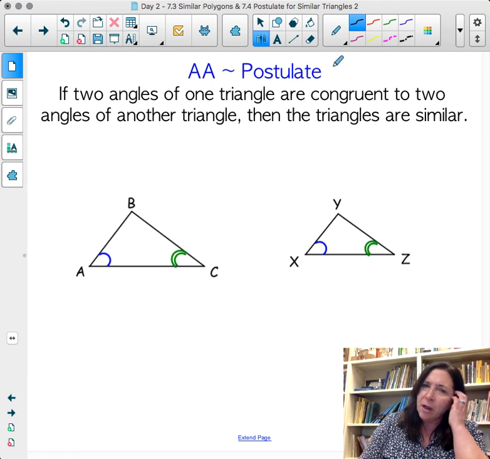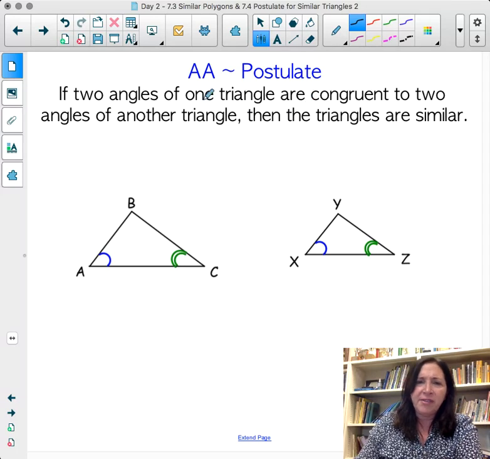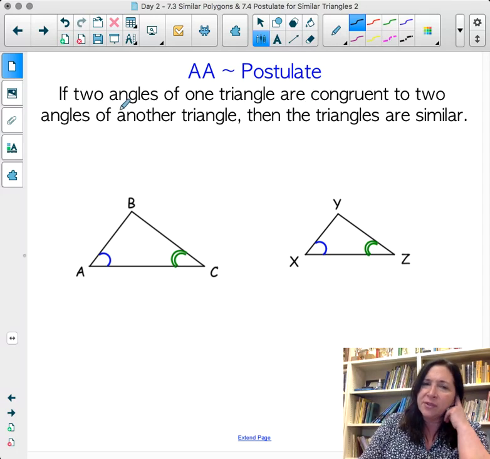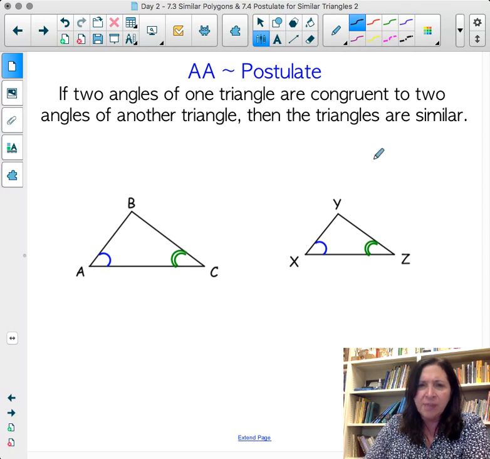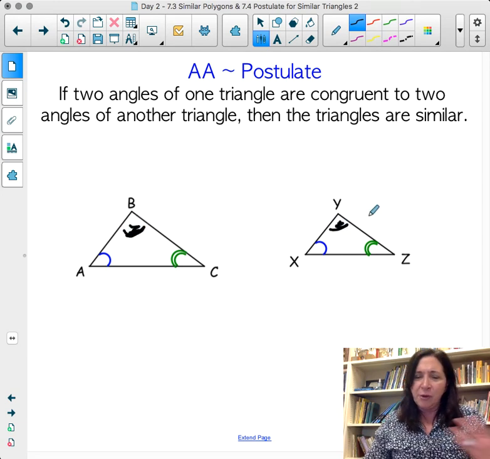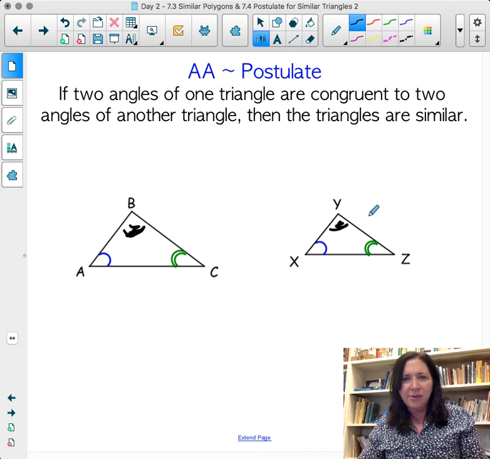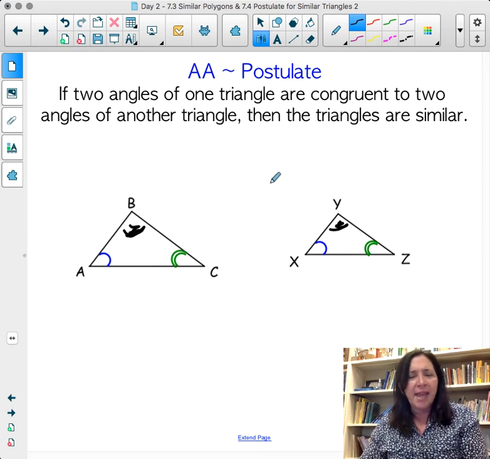So we have something called the angle-angle postulate. And what this means is if you have two angles of one triangle congruent to two angles of another triangle, then the triangles are similar. You know that the third angle is going to be congruent if you already have two angles congruent. If they're the same, the third angle has to be the same. Anyway, we call that the angle-angle postulate.